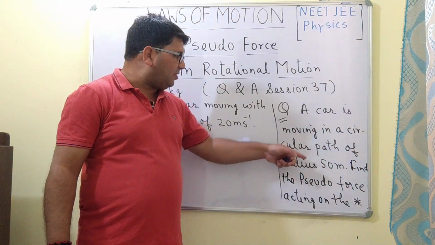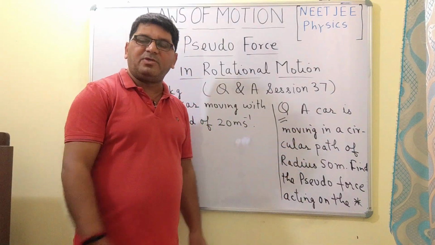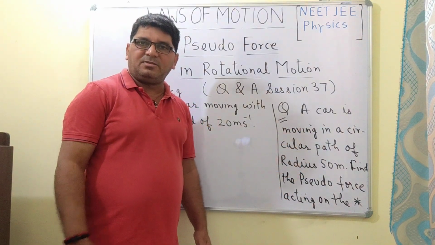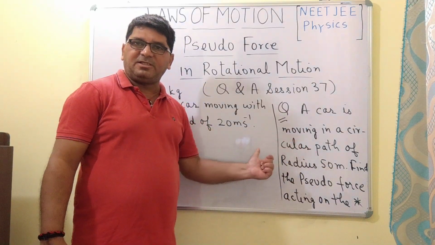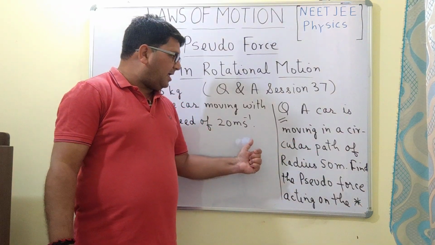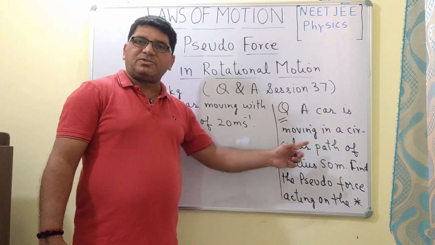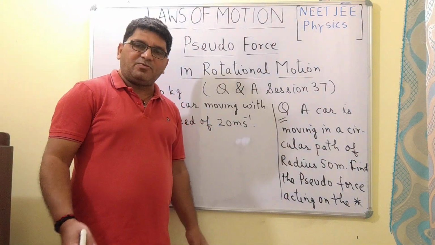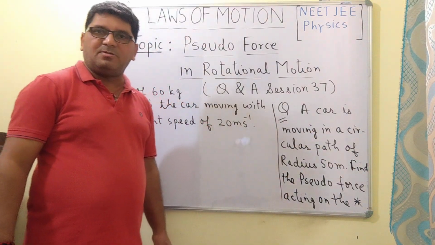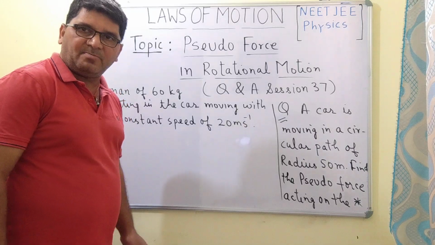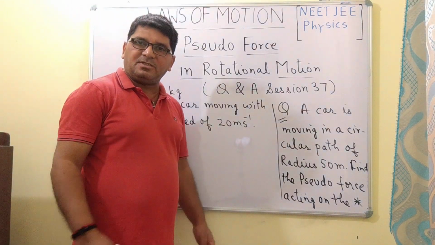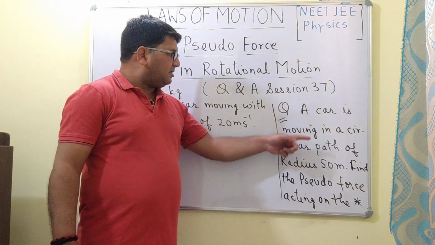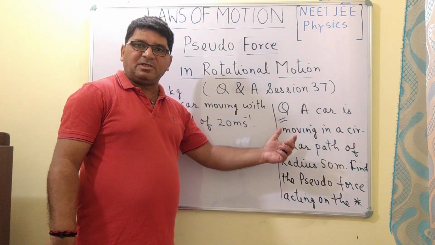Here the car is moving on a circular path and probably it is moving on a road or a rough surface. So here the force of friction will be providing the necessary centripetal force, and the centrifugal force will be acting radially outward, and when both these two forces are equal in magnitude and acting in opposite directions, then the car will be moving in a circular path.